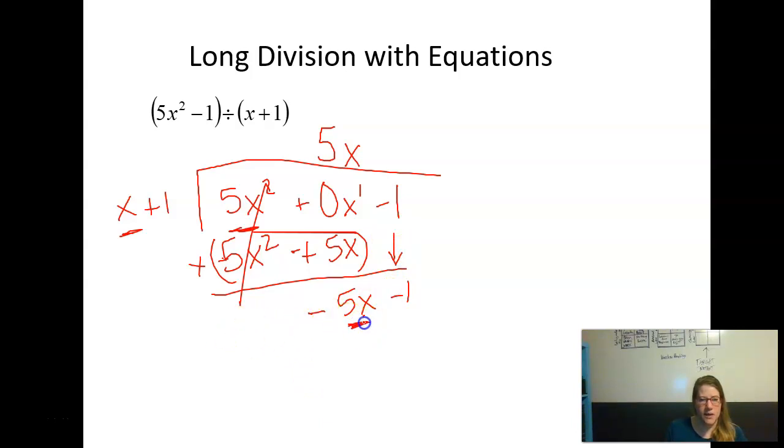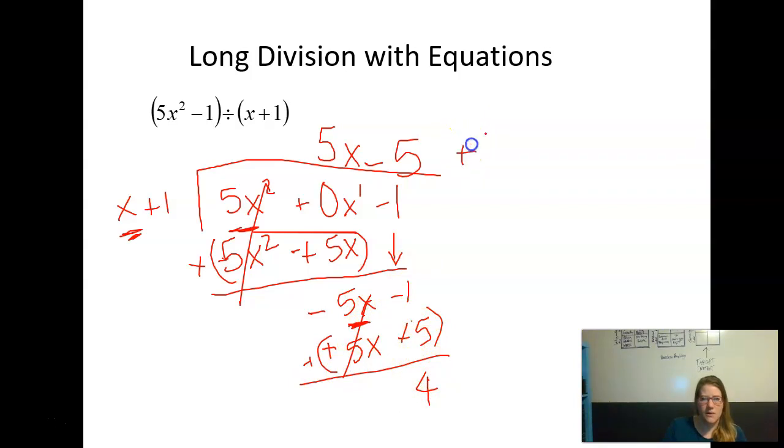Start the process over. I'm looking at -5x and x. In order to get -5x, I would have to multiply x times -5, and then multiply it back, so -5x minus 5. Remember, I'm subtracting this, so I need to change both the signs there. So that goes to 0, and this way I would get 4. So that 4 now is my remainder. So I would add this on, 4 over x plus 1. So the result here is 5x minus 5 plus 4 over x plus 1.